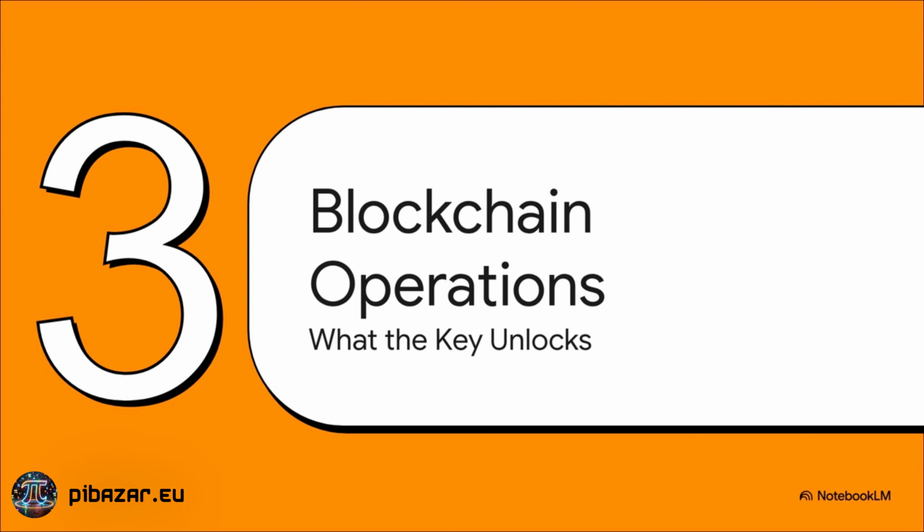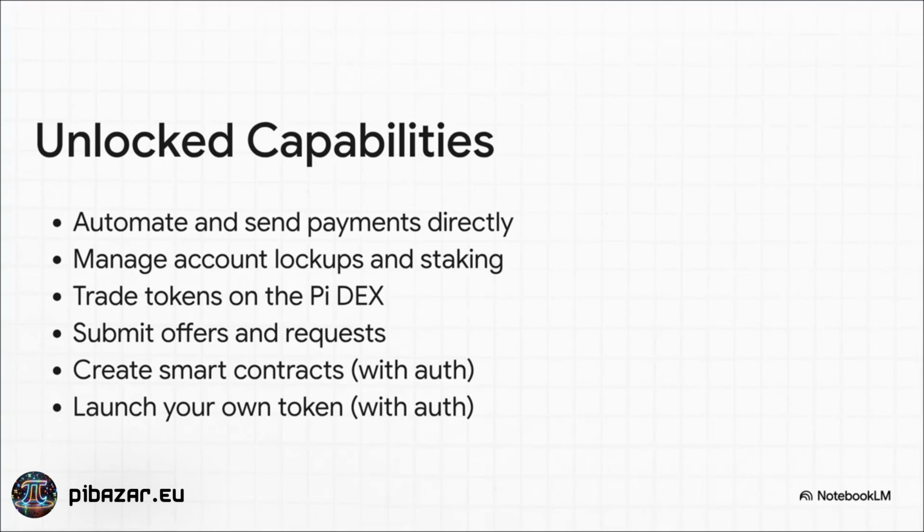Okay, so we've forged the key, we understand the GPS coordinates, so what? What can we actually do with this thing? Well, this is where the real fun begins, because this key unlocks a whole new world of possibilities. Get this, with this key, you can completely bypass the app's interface. You could write a script to automate payments. You could directly manage your lockups, submit offers on the Pi decentralized exchange, and, hey, with the right permissions from the core team, you could even create smart contracts or launch your own token. You're not just a passenger anymore. You're in the driver's seat.